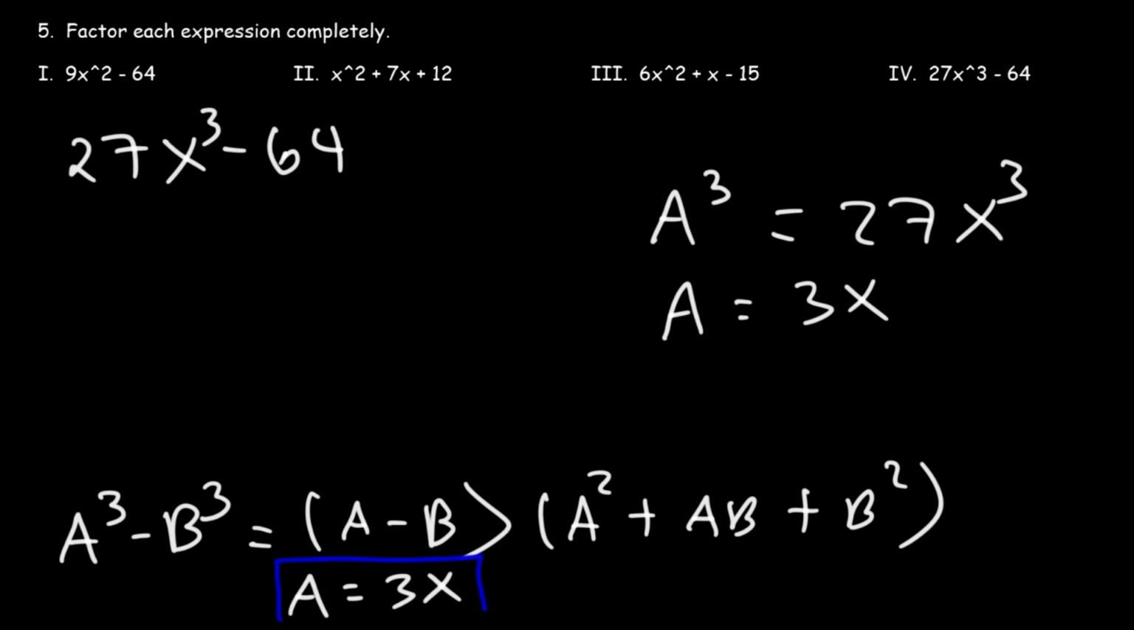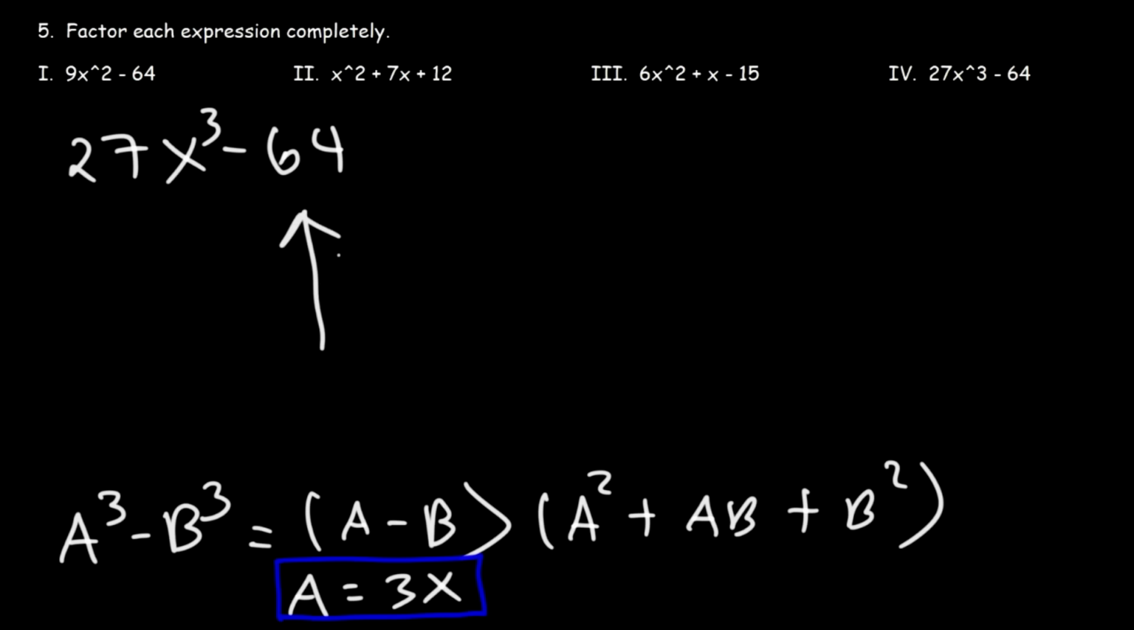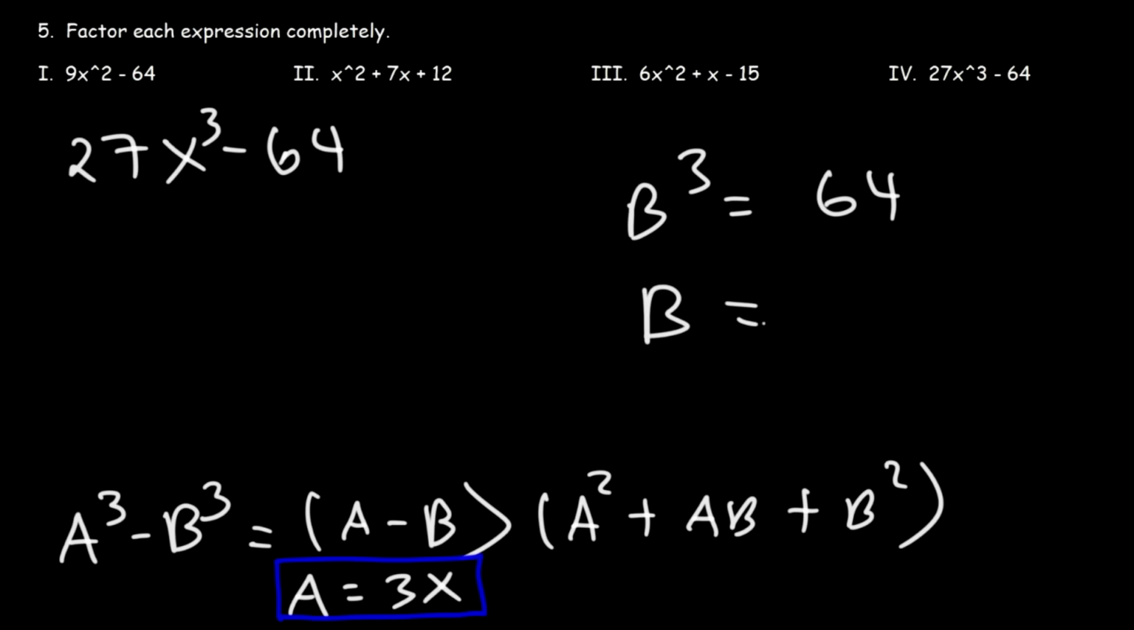Now, what is b? b to the third is equal to 64. Not negative 64, but positive 64. This negative sign belongs here. The cube root of 64 is 4, because 4 times 4 times 4 is 64.